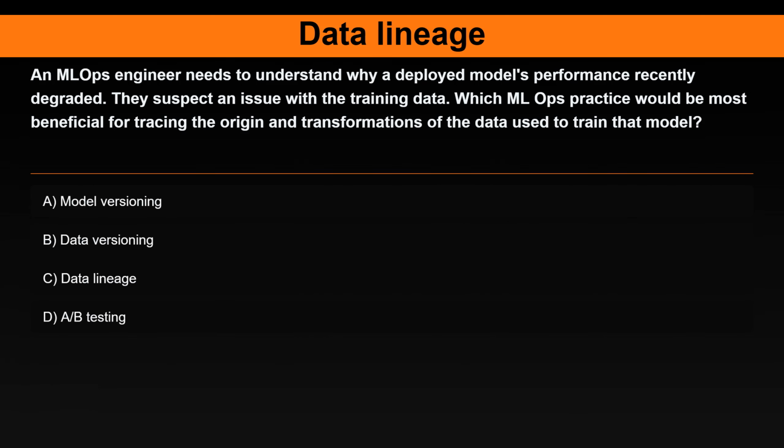Question 28. An MLOps engineer needs to understand why a deployed model's performance recently degraded. They suspect an issue with the training data. Which MLOps practice would be most beneficial for tracing the origin and transformations of the data used to train that model? Option A, model versioning. Option B, data versioning. Option C, data lineage. Option D, A/B testing.